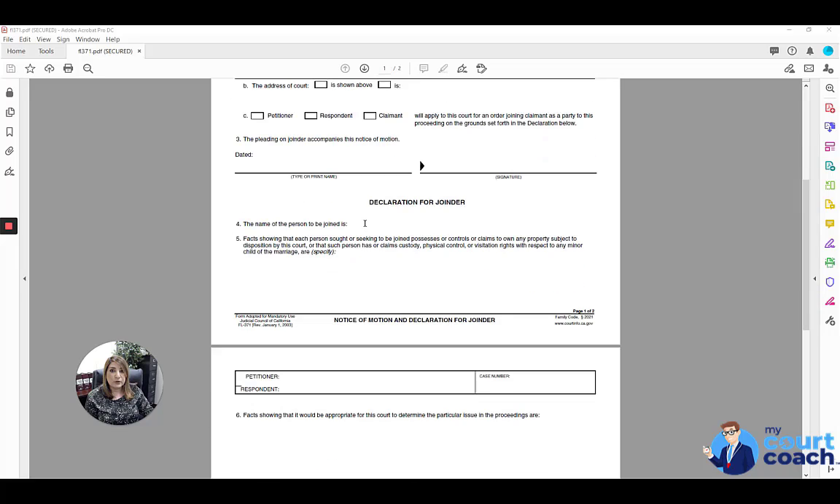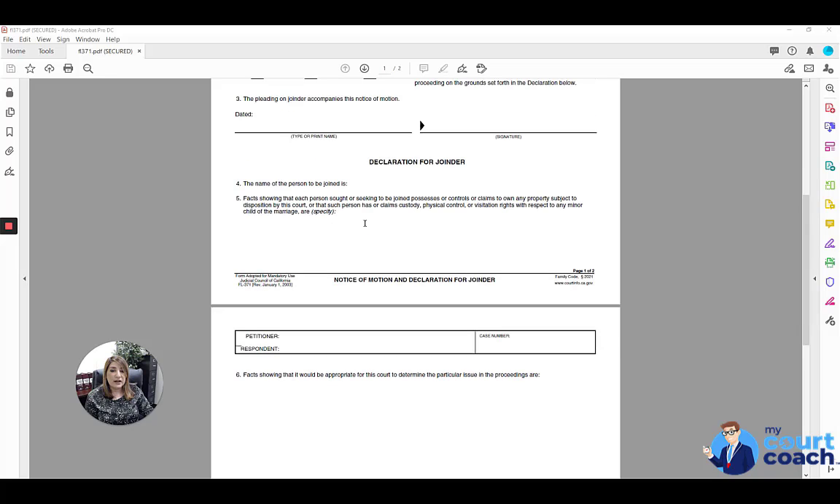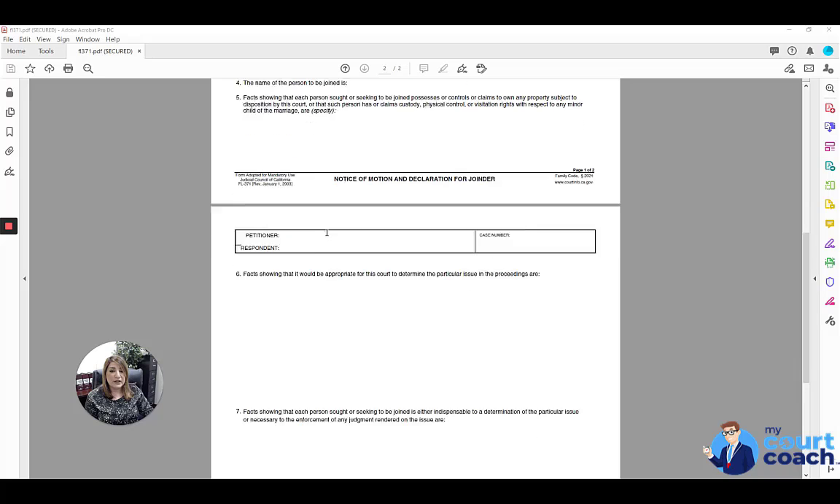In item number 4, you're going to list the name of the person you're seeking to be joined. Item number 5, you're going to provide the facts that show that the person you're seeking to be joined either possesses or controls or claims to own property that is subject to division by this court, or that a person has custody rights, physical control, or visitation rights with regard to any minor children of the marriage. So you would list those facts in item number 5.